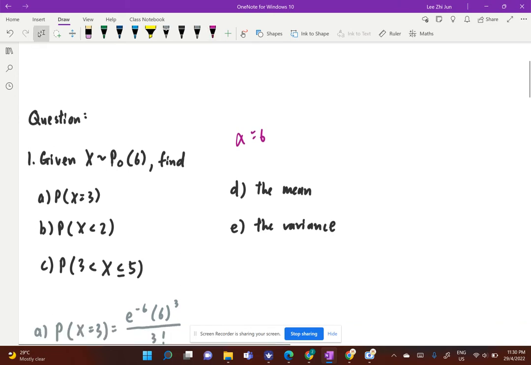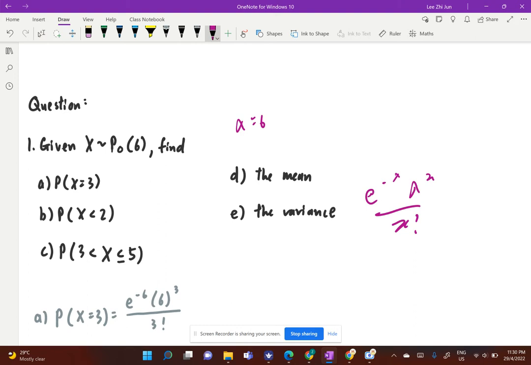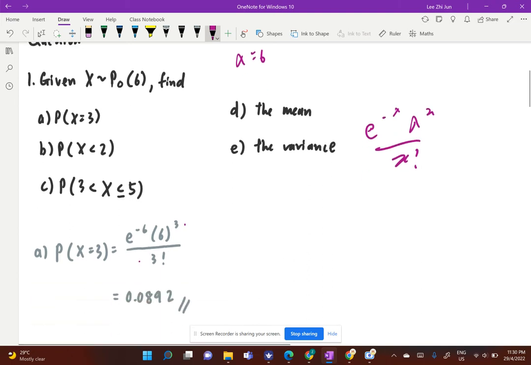For P(X = 3), you can use this formula, e to the negative lambda times lambda to the power of x over x factorial. Here lambda equals 6 and x equals 3, so I just substitute and calculate it. I get 0.0892, or I can use the table, which is P(X larger or equal to 3) minus P(X larger or equal to 4).